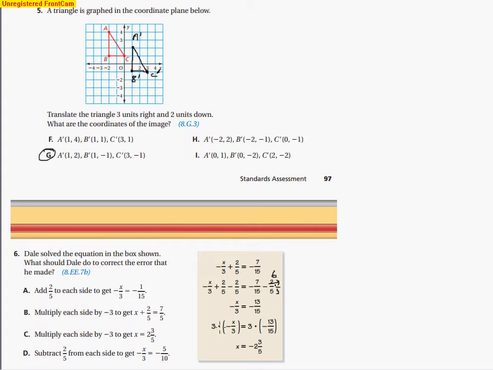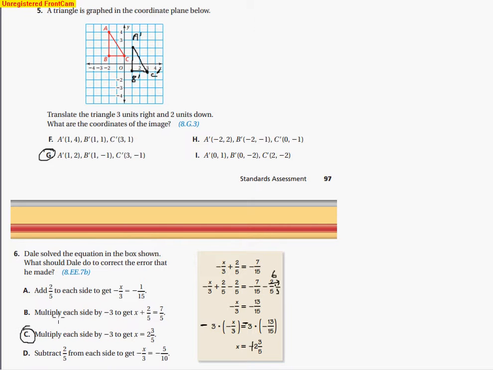See, he multiplied by 3. That canceled out the 3, but it kept this x term negative. He should have multiplied by a -3, and that would cancel out the negative signs here. So the answer should be a positive 2 3/5 rather than that negative. So multiply each side by a -3 to get 2 3/5. Yes, that's it right there.